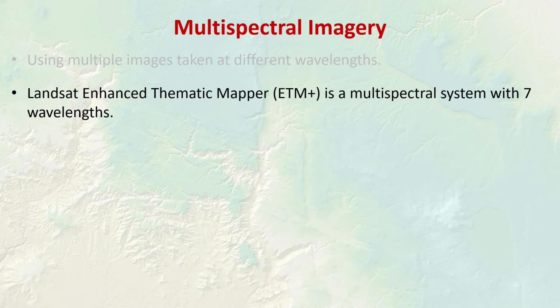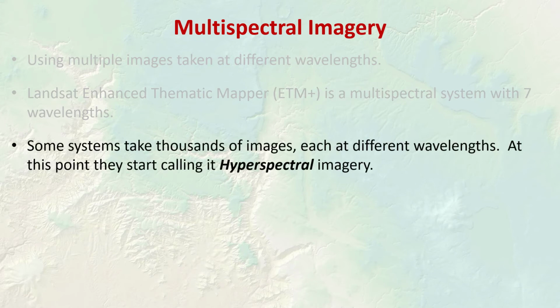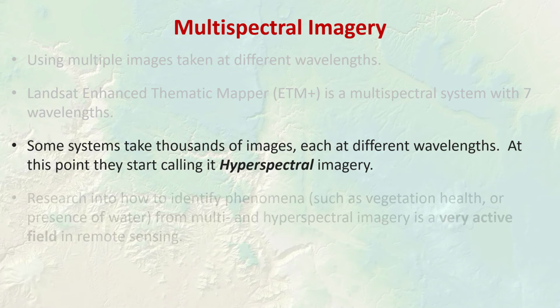Now, Landsat Enhanced Thematic Mapper is one popular one. There's a newer version of Landsat out now, and then there's several other flavors out there. Some have the same bands as Landsat, some have a lot more. In fact, once you get images that have lots and lots of bands, there are some systems out there that have thousands of slices of the spectrum for every image. Then we stop calling it multispectral, and we start calling it hyperspectral.